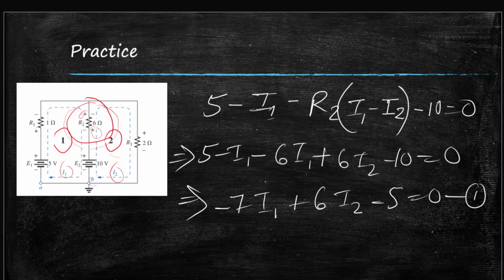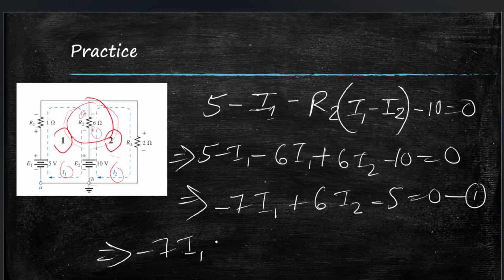Let me put that in a standard format. So minus 7 I1 plus 6 I2 is equal to 5. That's equation 1.